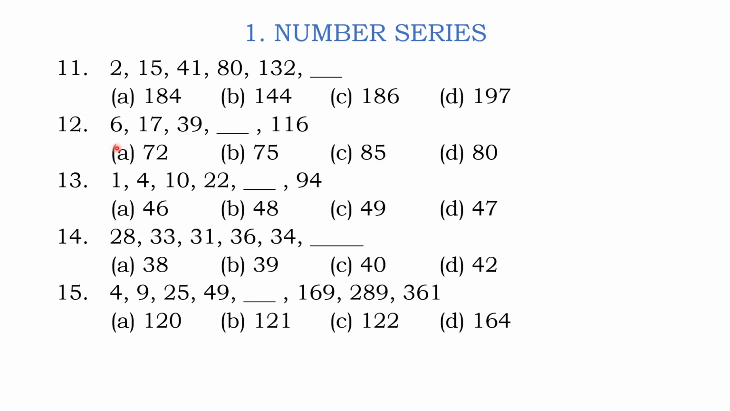In the next problem we have 6, 17, 39, blank and 116. So here we have the differences as 11, 22, then the next difference should be 33. So 39 plus 33 is 72. Then 72 plus 44 is 116. So the answer is 72, which is A.